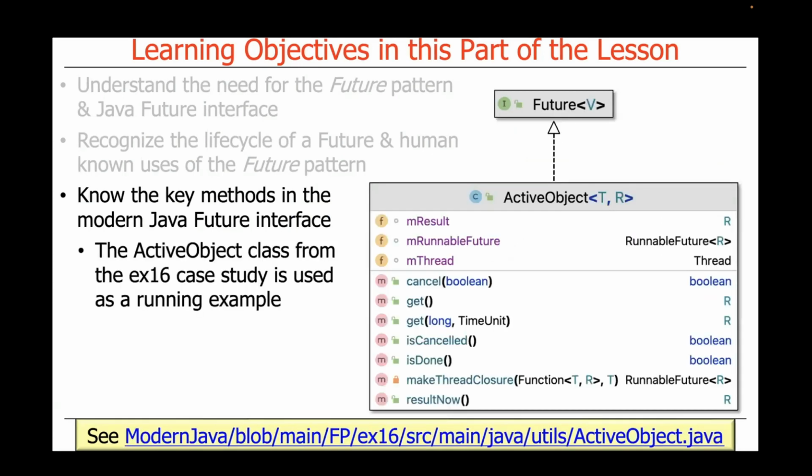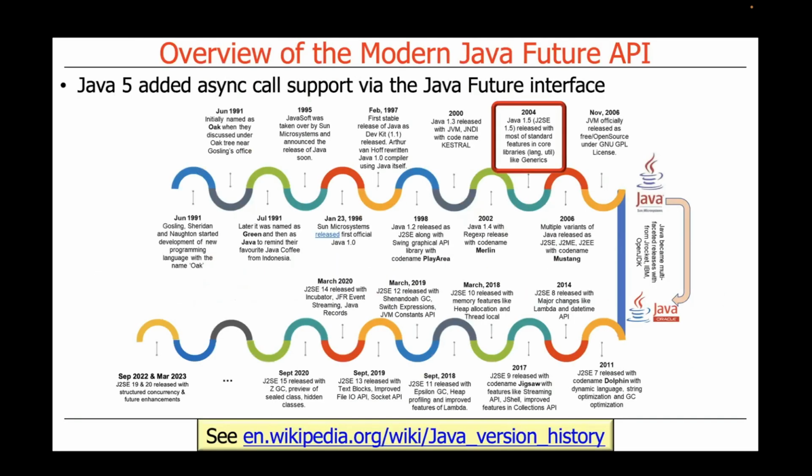We're going to be using the ActiveObject class from the upcoming EX16 case study as a running example when we talk about these different methods in the context of Java future and the Java future interface. So we're going to talk about the modern Java future API, or the modern Java future interface.